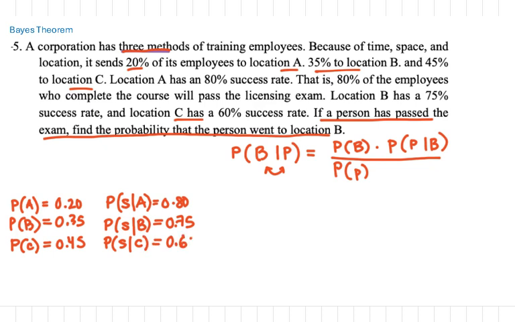And you know what? Over here I wrote pass instead of succeed. We'll change this to the letter S for succeed. Succeed meaning pass. So the probability of success. Just so we're consistent and we don't get confused. So when we look at what we have, the probability of B, we have the probability of success given that we went to location B.